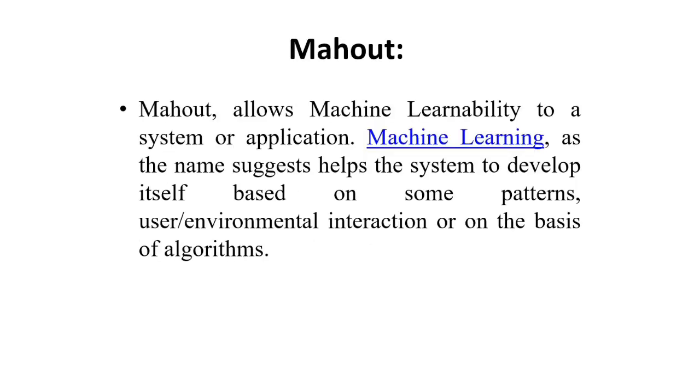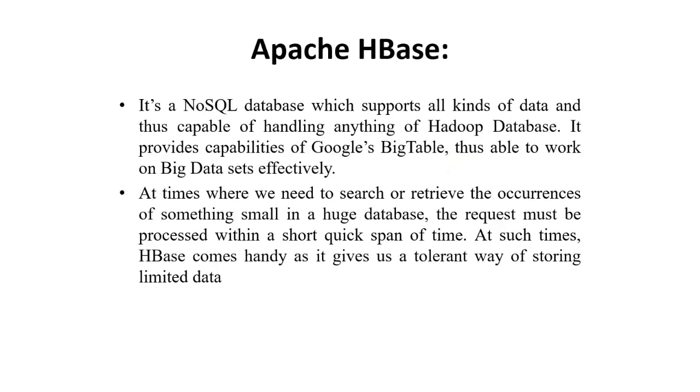And the next one is Mahout. Mahout is based on the machine learning concept. As the name suggests, it helps systems to develop themselves based on some patterns or environmental interactions on the basis of machine learning algorithms. It may be a KNN algorithm, it may be a CNN algorithm, or various other types of algorithms. It will work based on that platform.